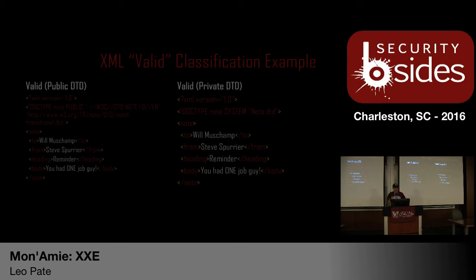So next we have a valid classification example, and then there's actually three of these, but I only put two up here, and I'll explain in a minute. So the first part on public is it's pretty much the exact same thing. The only difference is that it now has a Doctype. So a Doctype for a public is it contains 4 fields.